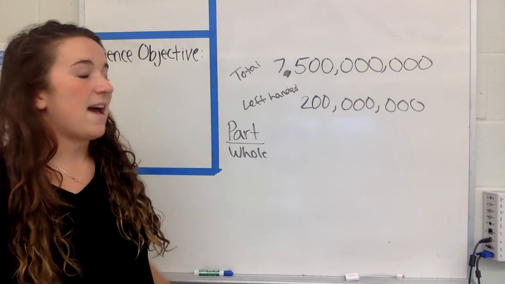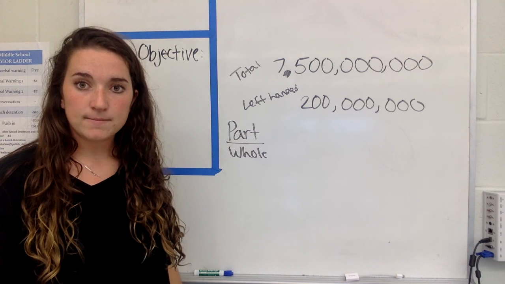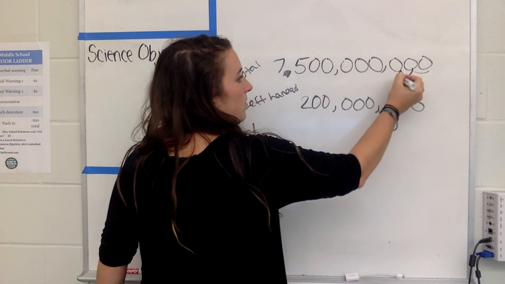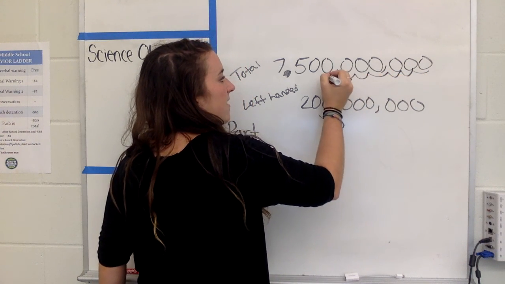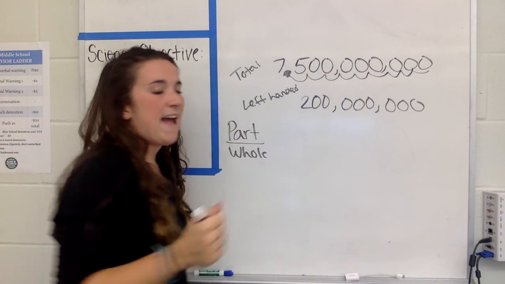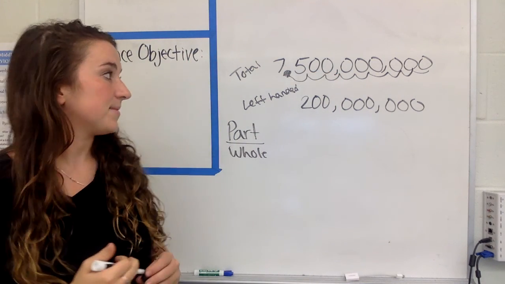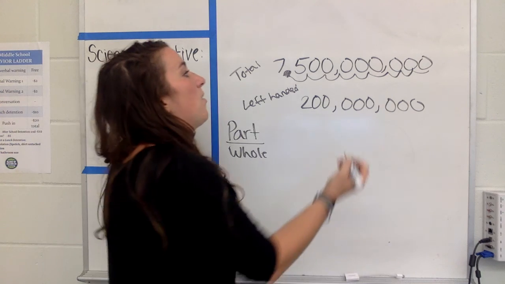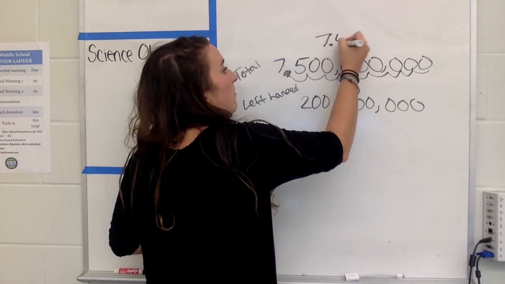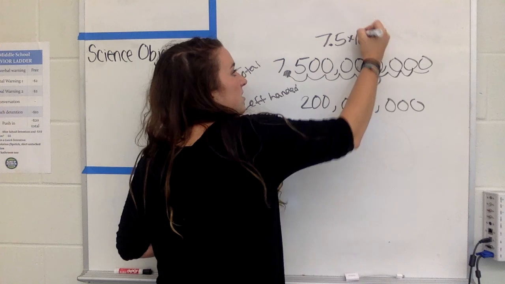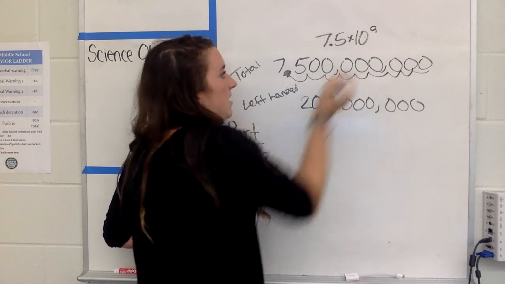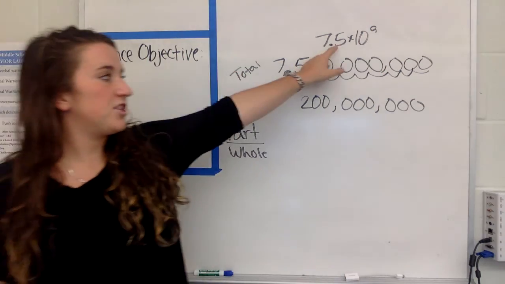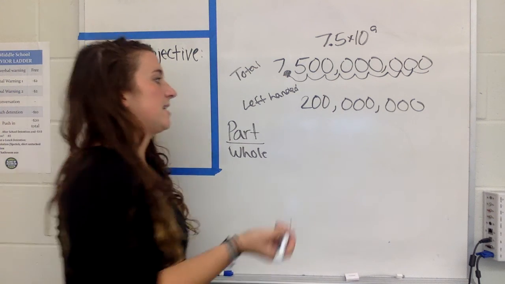How many times did I have to move the decimal to get there? Let's count. 1, 2, 3, 4, 5, 6, 7, 8, 9. I had to move it 9 times. So I'm going to write that as 7 and 5/10 times 10 to what power? The 9th power. So my total population is 7 and 5/10 times 10 to the 9th.